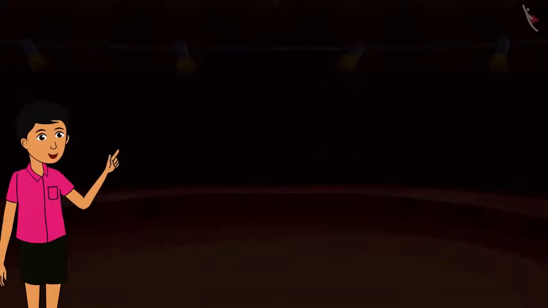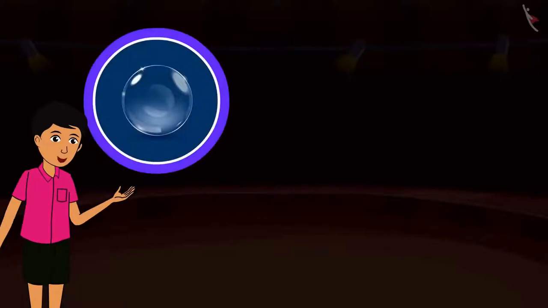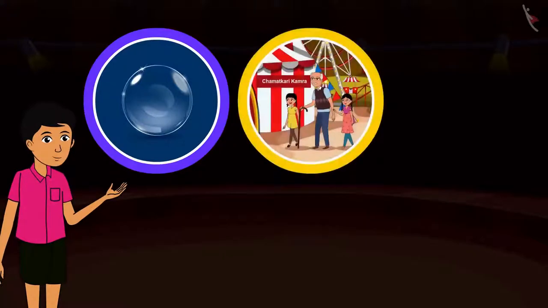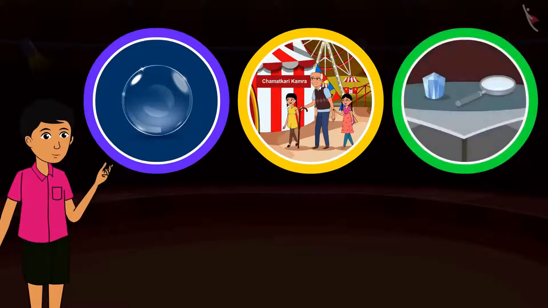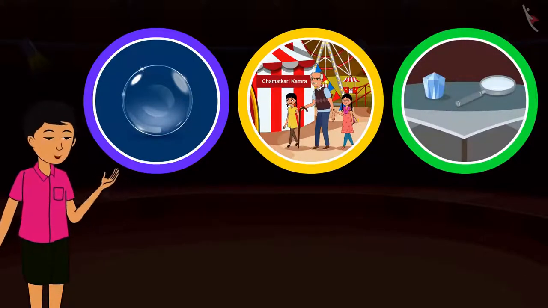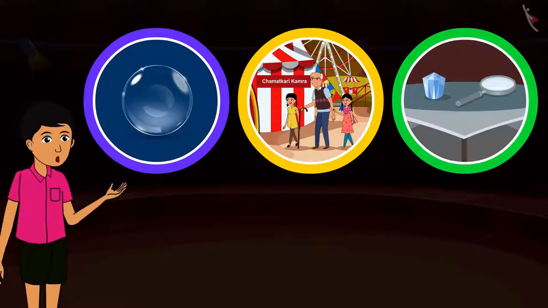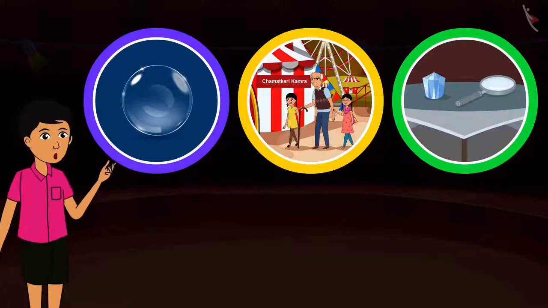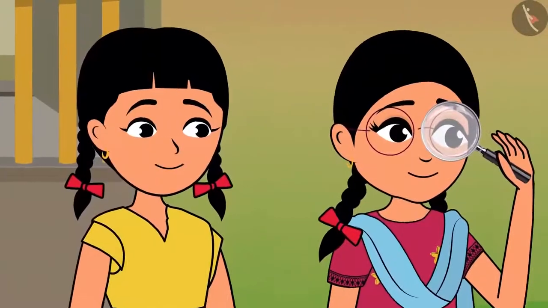Children, today we will learn about lenses in this video. A lens is a curved piece made of glass or a transparent object. Yesterday, Rama and Rinku had a lot of fun at the fair. There, their grandfather bought magnifying lenses and a crystal for them. They happily returned home and the next day went out with the magnifying lens to their grandfather's small garden. Let's go to the garden with Rama and Rinku and see what they are looking for.